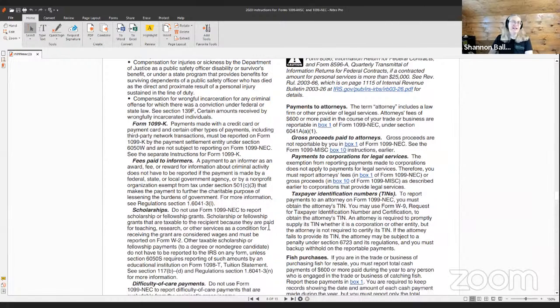Form 1099-K. Payments made with a credit card or payment card and certain other types of payments, including third-party network transactions, must be reported on a 1099-K by the payment settlement entity under Section 6050W and are not subject to reporting on Forms 1099-NEC. And there is a completely separate set of instructions for a Form 1099-K.